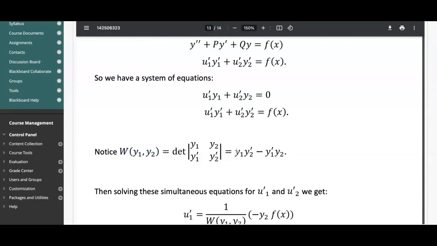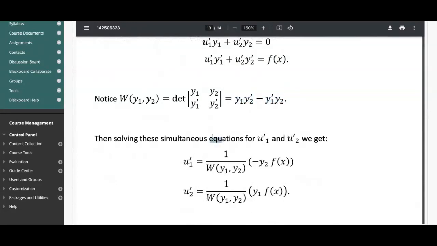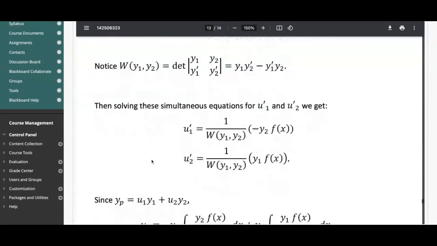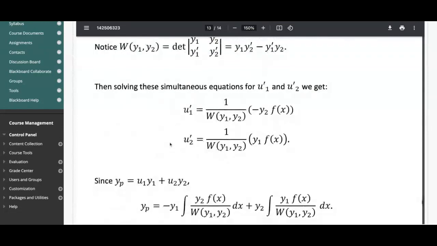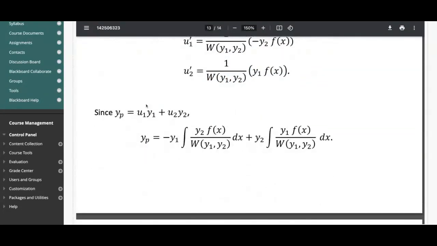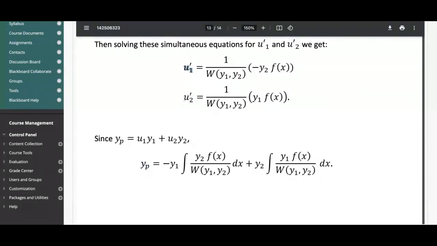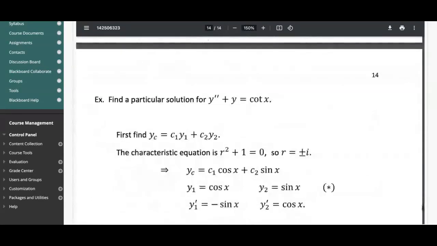Now Wronski. Solving for this u1 prime, u2 prime. Get this kind of relationship. So the particular solution is written this way. So we have to integrate this guy. We have to integrate this guy. So we get such as a particular solution. Okay, this is all dry, and let's see an example.